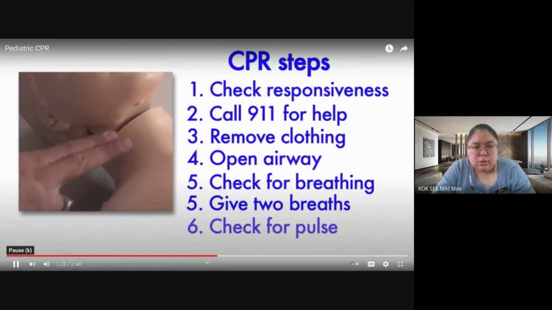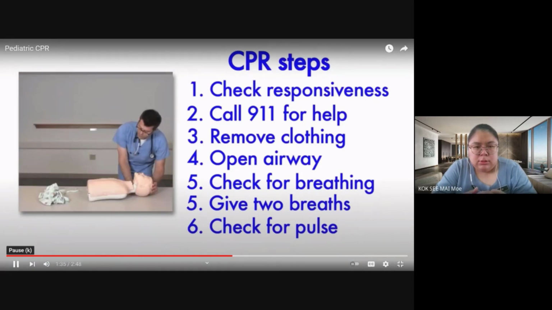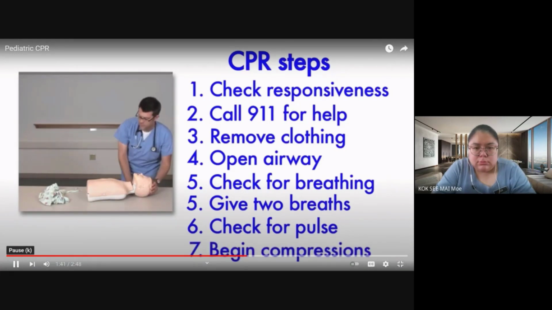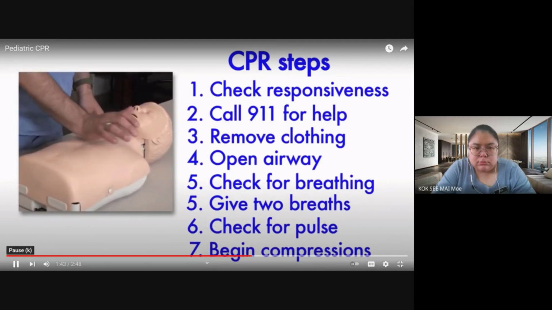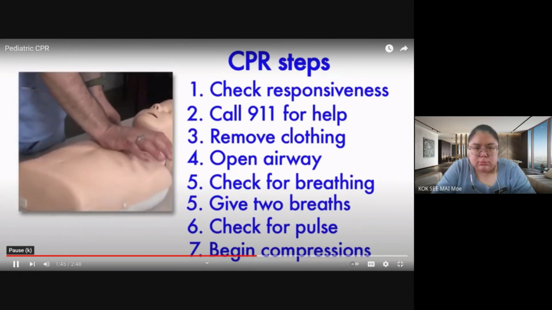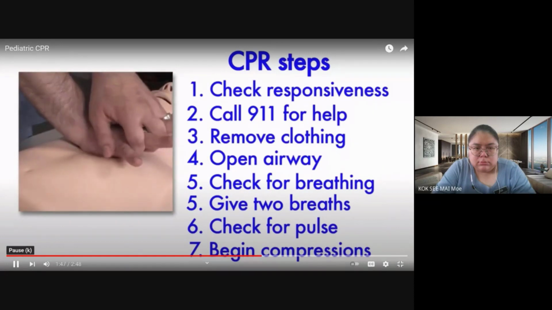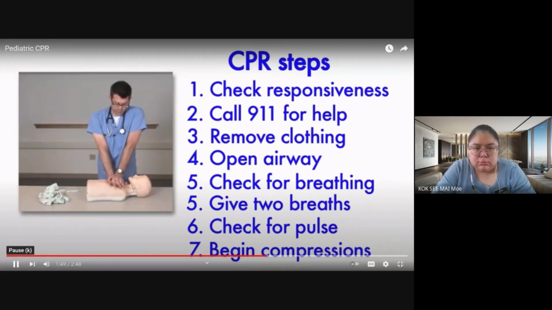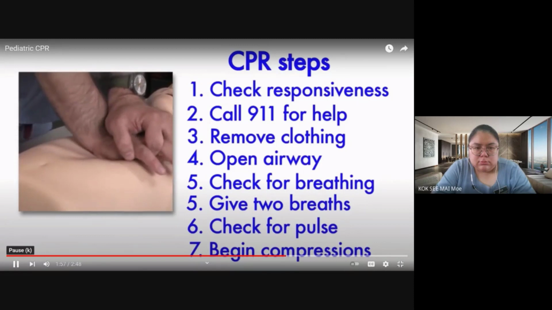The next step is to check for a pulse by using 2 fingers on the side closest to you. You should check for a pulse for about 5 to 10 seconds. And if you don't feel a pulse, you need to start with compressions. Place the heel of your hand between the nipples on the chest, right over the breastbone, and interlock your fingers together. You should push 1/2 to 1/3 the depth of the chest. You should do 30 compressions. 1, 2, 3, 4, 5.